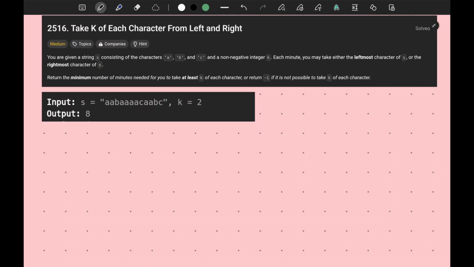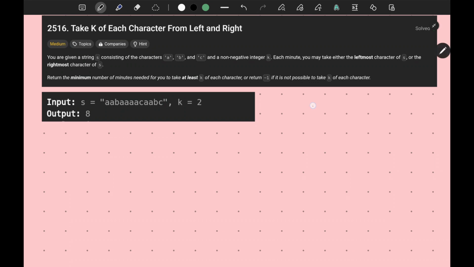You are given a string S consisting of the characters A, B and C and a non-negative integer k. Each minute you may take either the leftmost character of S or the rightmost character of S. Return the minimum number of minutes needed for you to take at least k of each character, or return -1 if it is not possible to take k of each character.